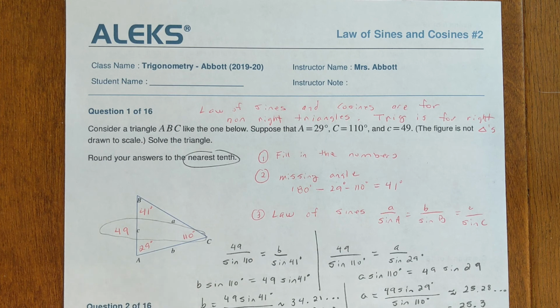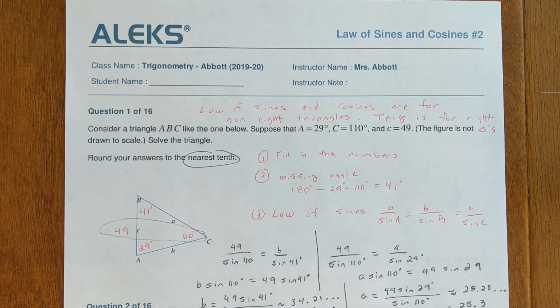So the first step is you fill in the numbers they gave you. So I filled those in. A is 29 degrees, and then fill in C, which was 110 degrees. And so it's very easy to find the third missing angle on this one because there are 180 degrees in a triangle. Subtract the other two, and you have the missing angle.